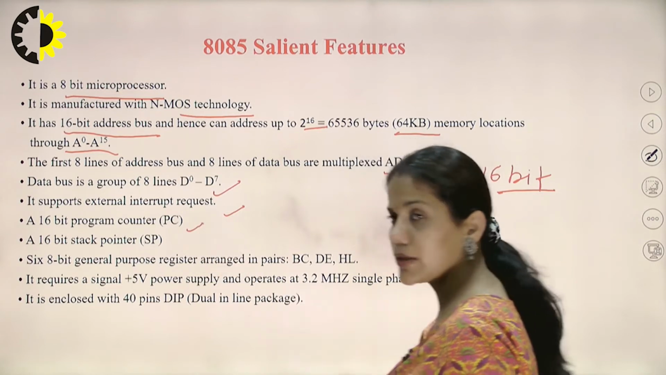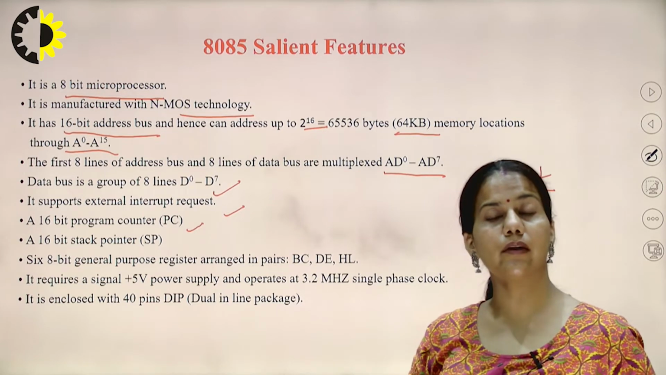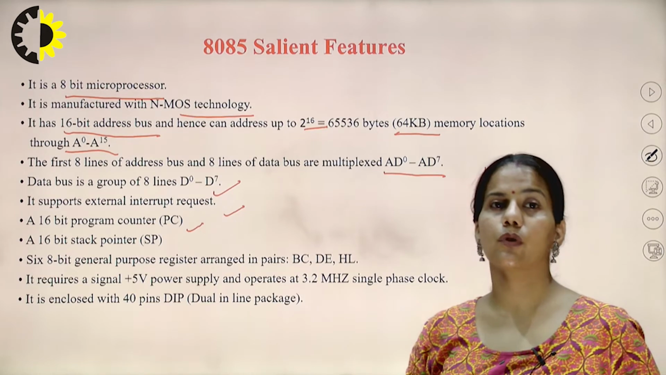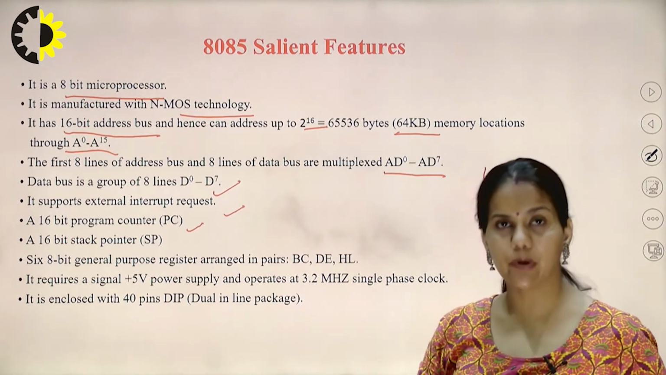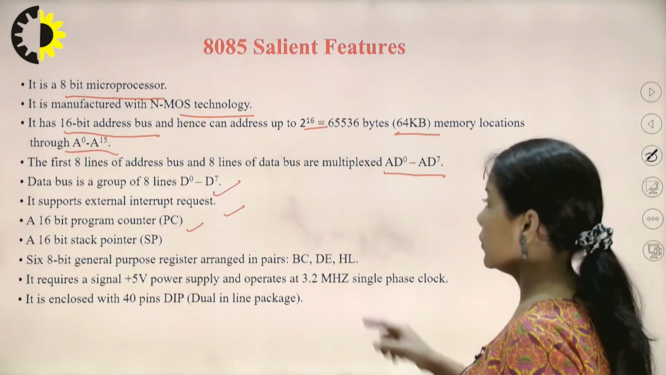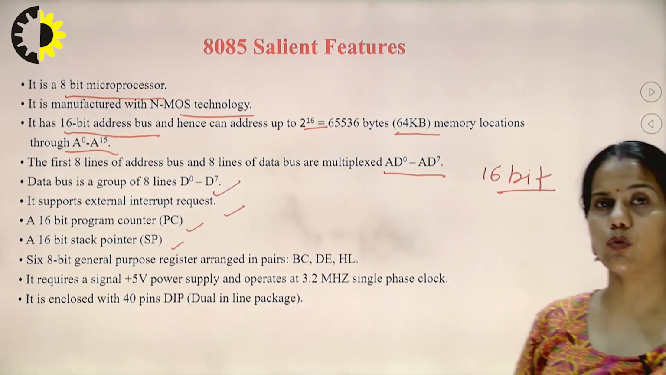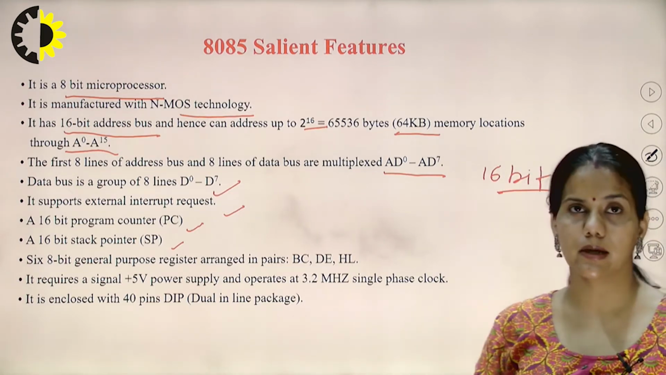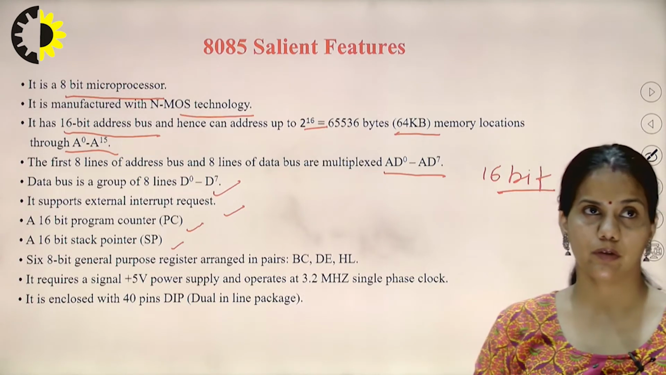A 16-bit program counter is there. What is the role of the program counter? It always holds the memory address of the next instruction to be executed. Stack pointer. This is the 16-bit stack pointer. It always holds the address of the top of the stack. What is a stack? A stack is the temporary memory space to store the variables, to store the data temporarily.